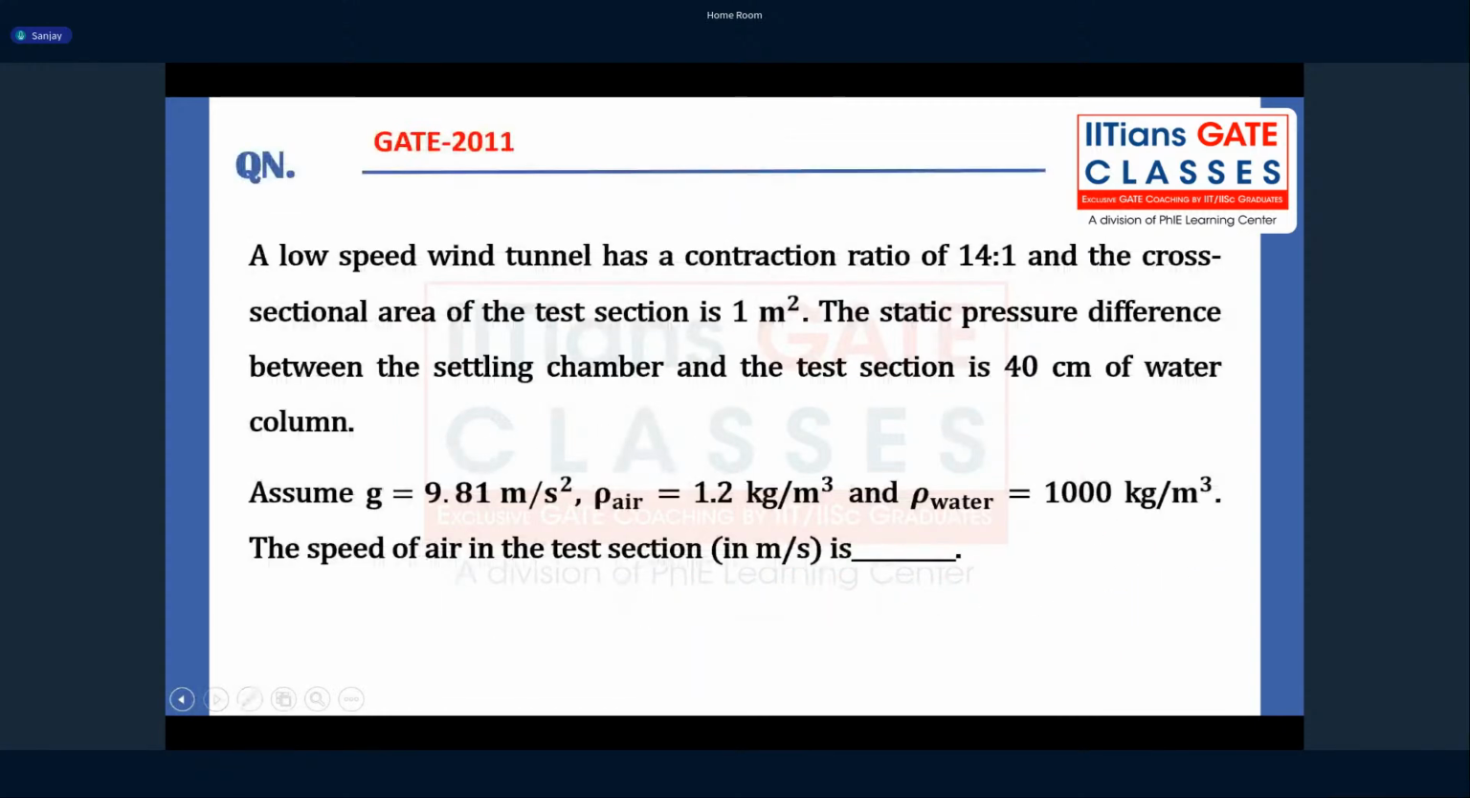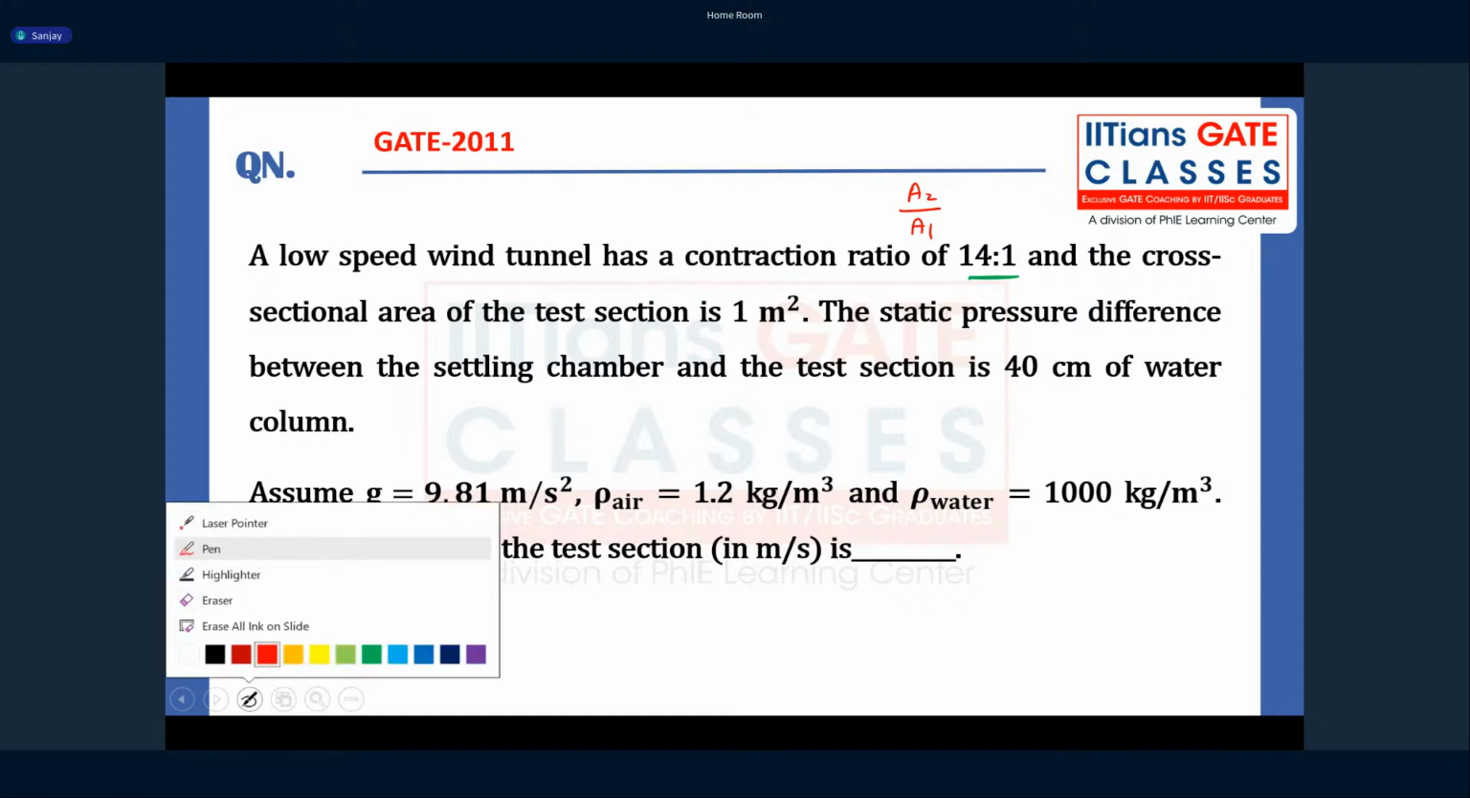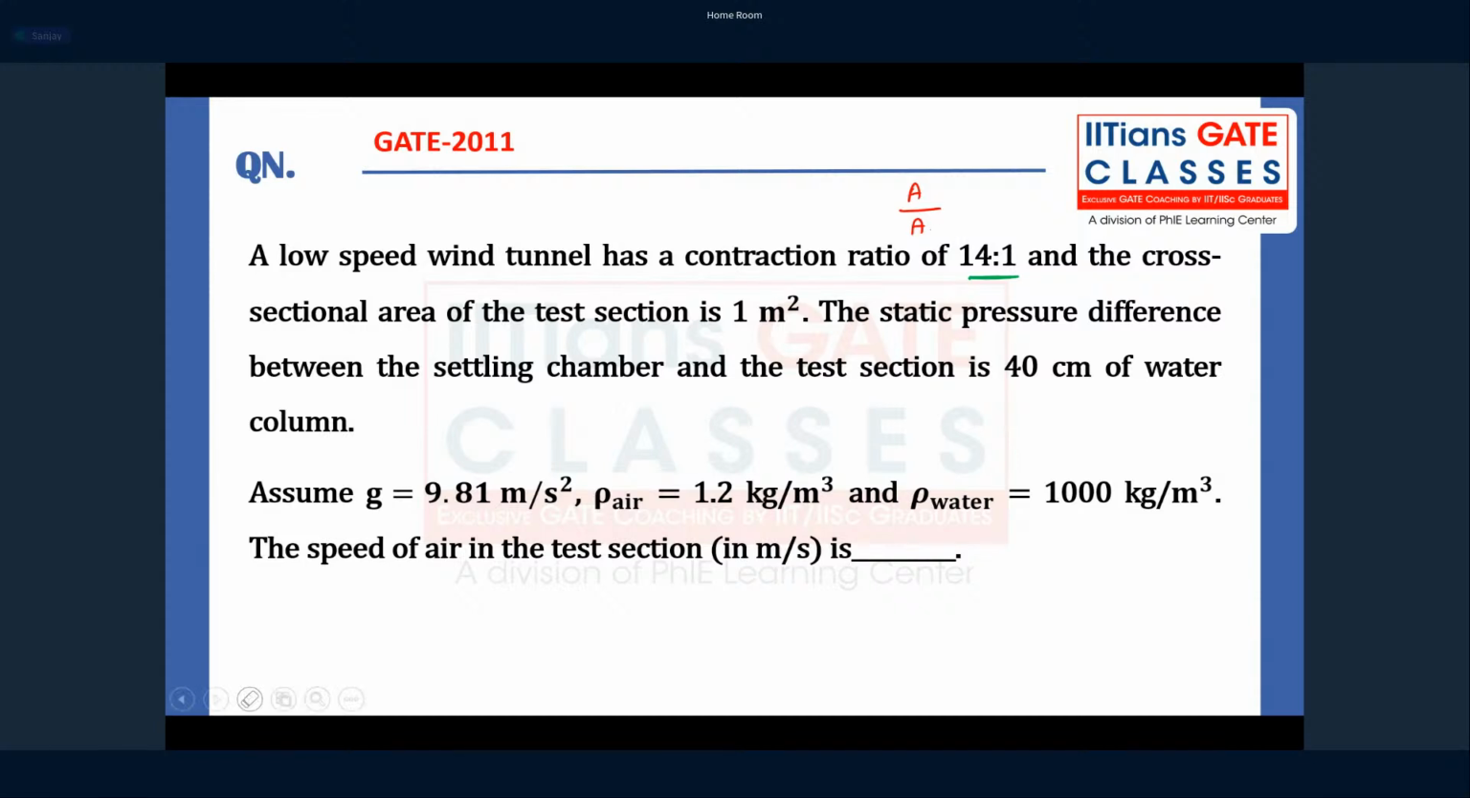All right. So here you see there's a question. A low speed wind tunnel has a contraction ratio of 14:1. So what is this 14:1, guys? This is A2 by A1. Sorry, this is A1 by A2. 14:1 is A1 by A2 because A1 is always higher than A2, right? So it is A1 by A2, which is 14:1.